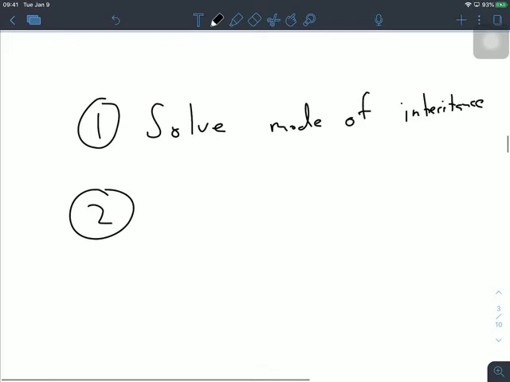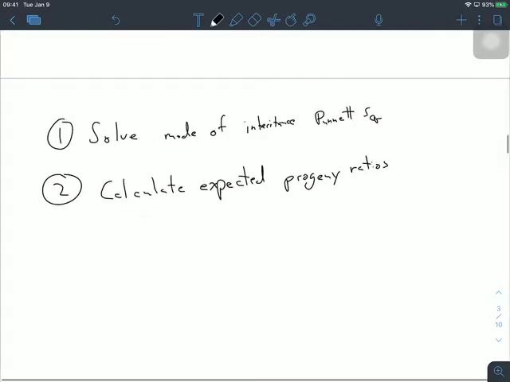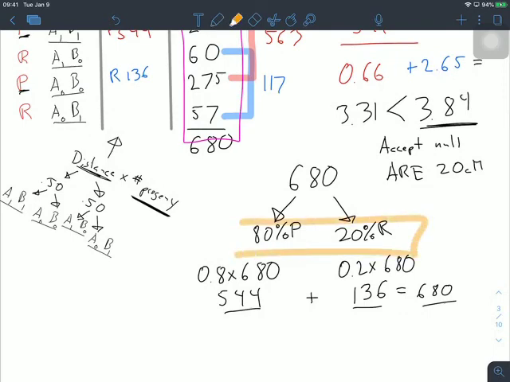Number 2, you have to be able to calculate expected progeny ratios. What that means is that you have to be able to calculate how many progeny of either parental or recombinant types you expect to see with given distances. So that is exactly what we did as part of our problem just above. Given a centimorgan distance, you can calculate expected progeny ratios.